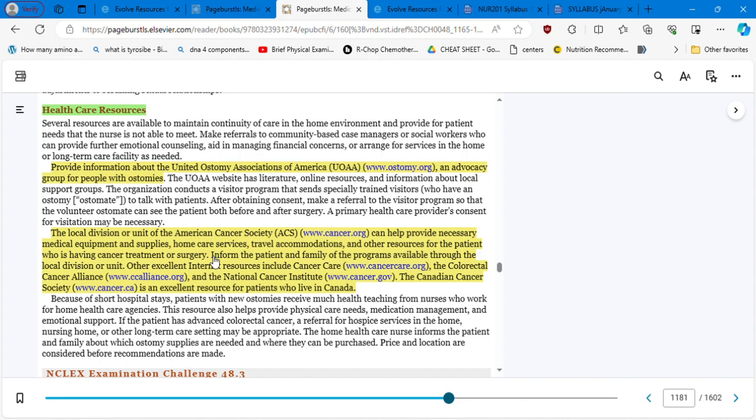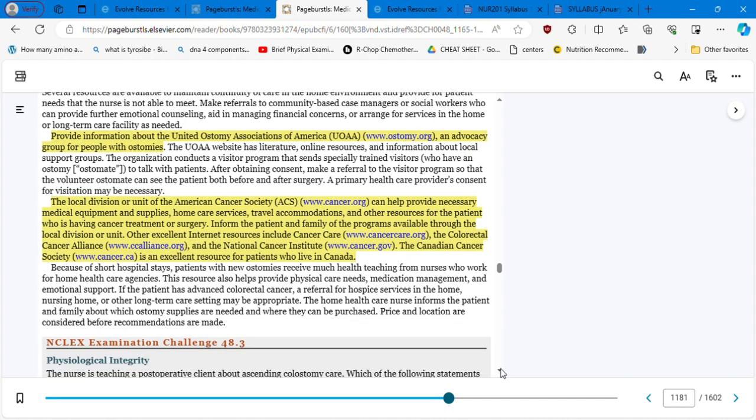Okay, now inform the patient and family of the programs available through the local division or unit. Another excellent source is cancercare.org. I highly recommend this website. They also have integrative, holistic approaches to cancer. Also, ccalliance.org, and the National Cancer Institute. Basically, all these websites are excellent.